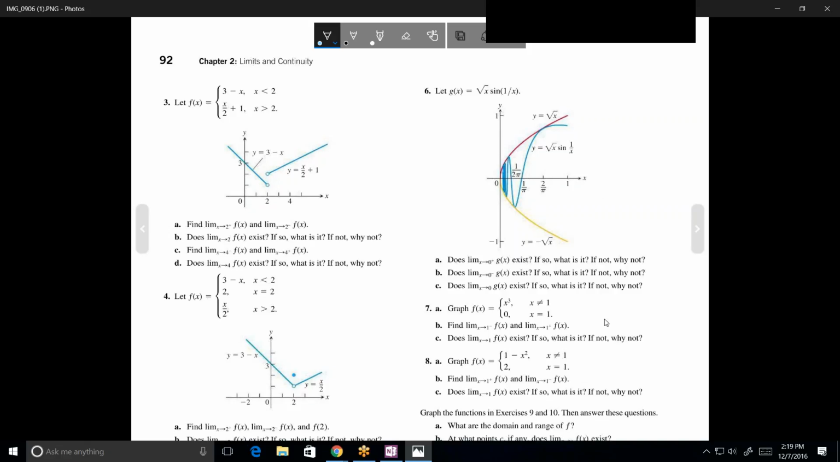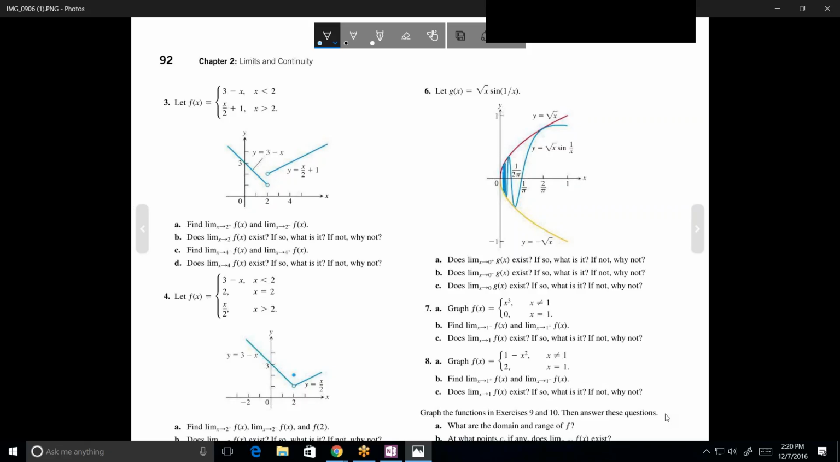Okay, so there's 3 things mathematically that you need for continuity. The limits have to be the same from left and right, and the value of the function at that number has to be the same as the limit.